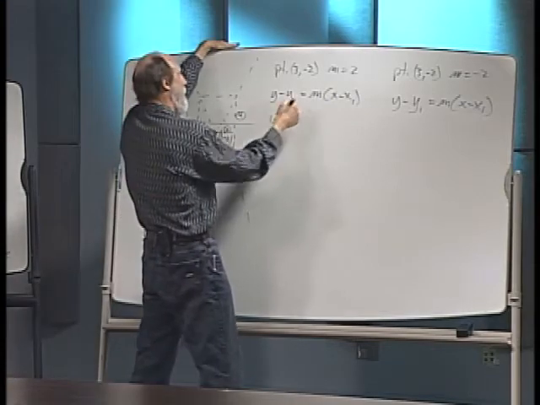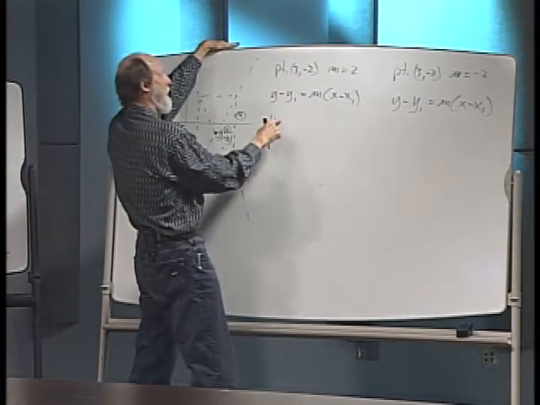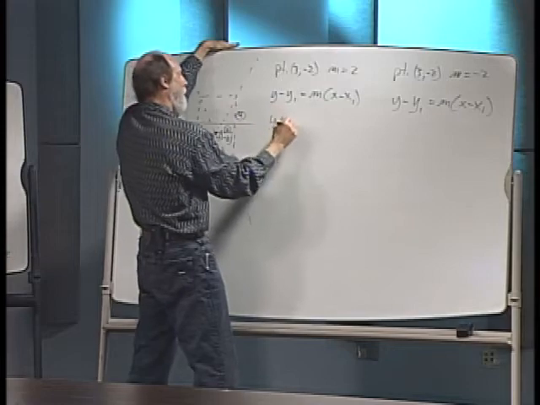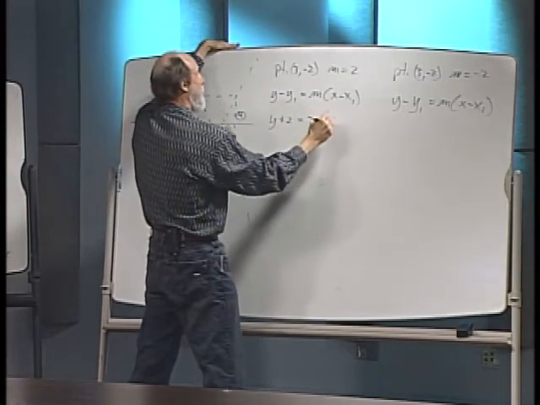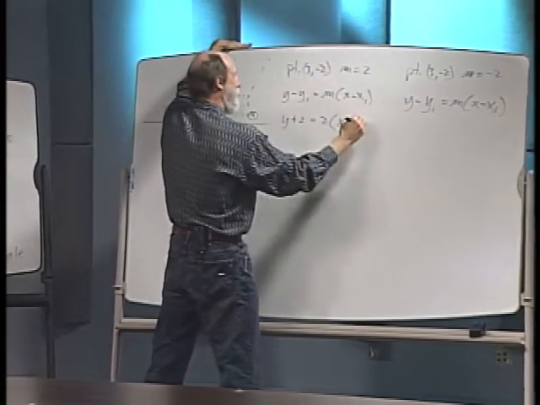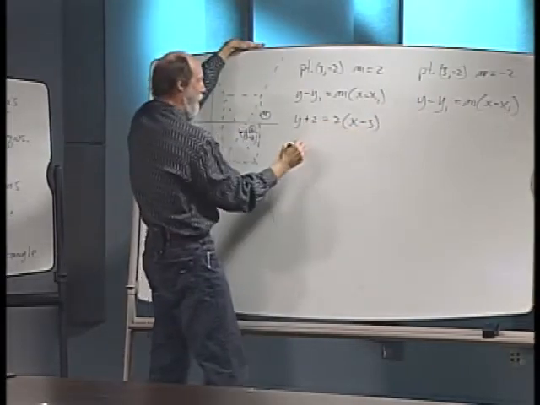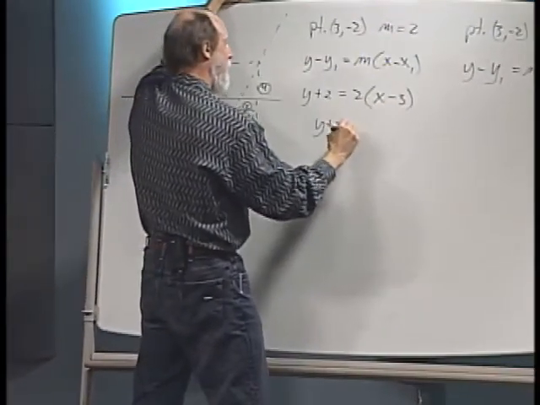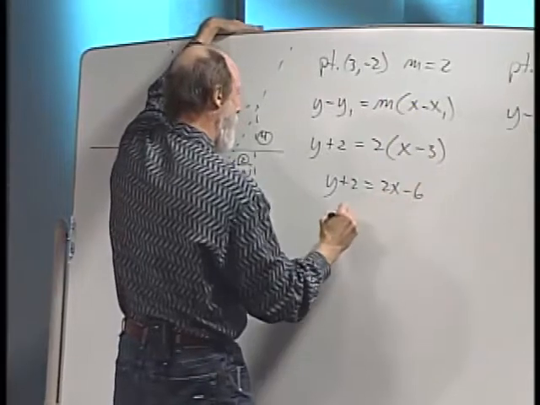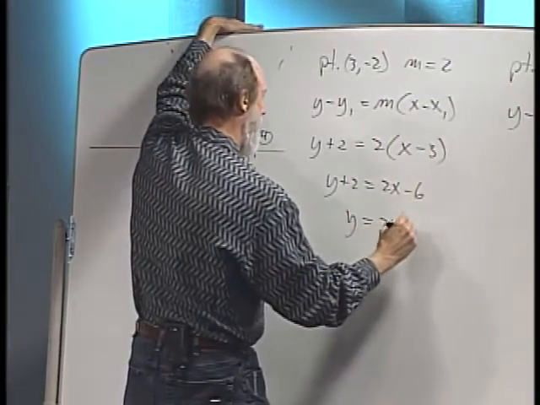So this might be a pretty nice way for you to tackle finding those asymptotes. So y minus, be careful here, y minus a -2 becomes +2, equals your slope of 2, times x minus 3. And you tidy this up. y plus 2 equals 2x minus 6. y equals 2x minus 8.